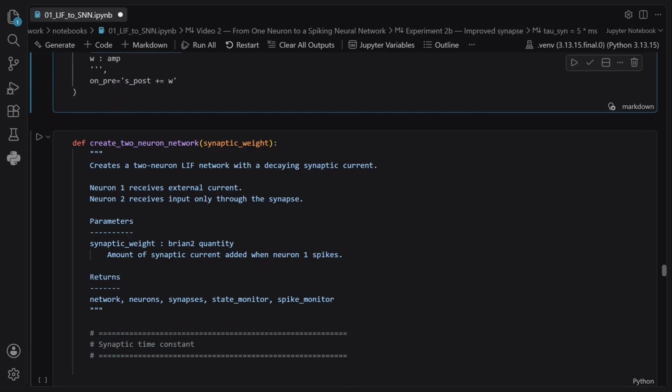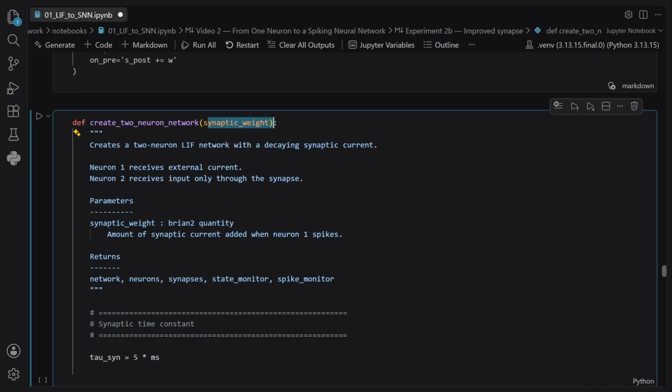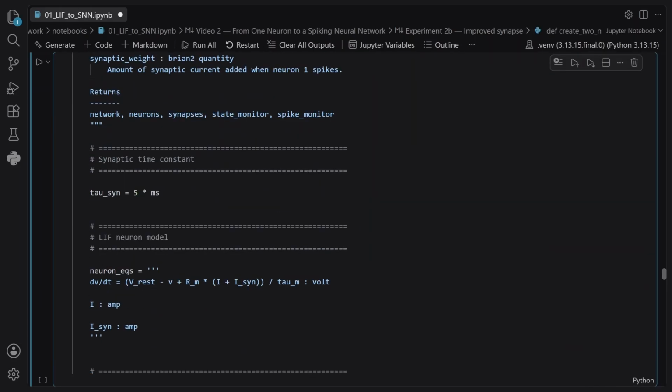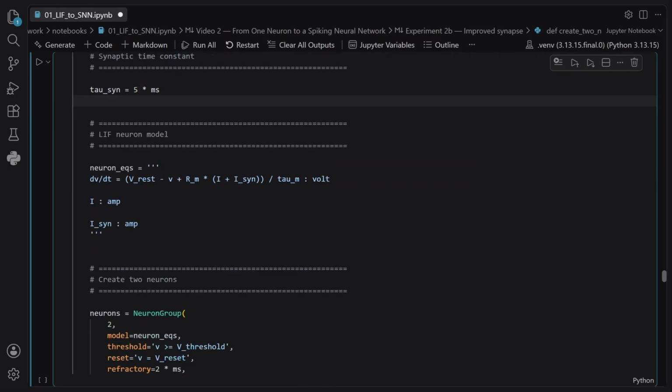This is the new function. We're still only taking the weight. This is the time constant, which tells us how long it will take for the current contribution to decay. Our original equation, but we added this little thing here.